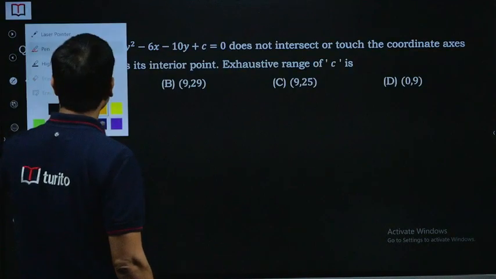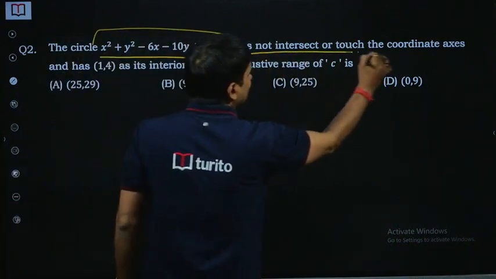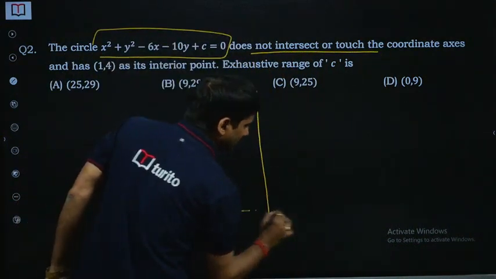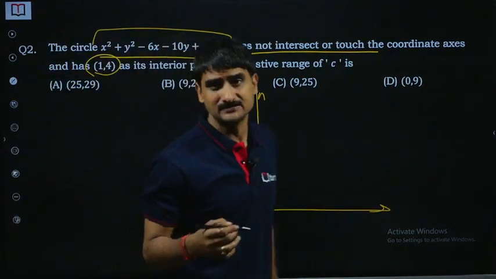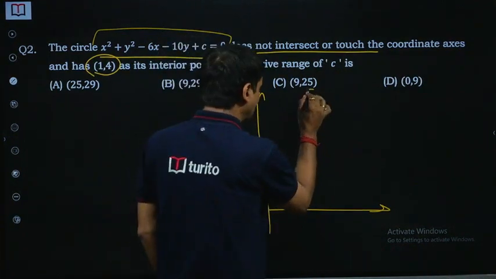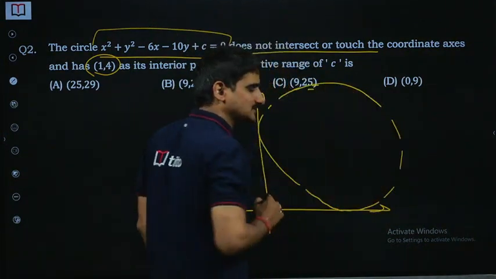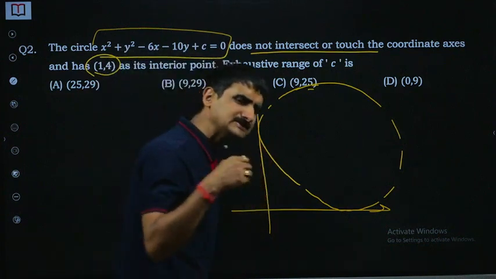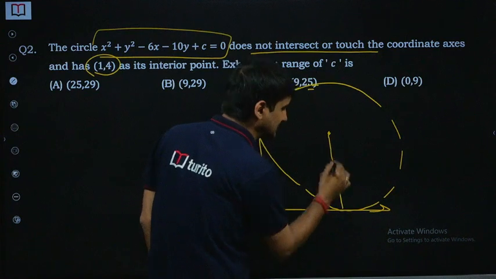So moving to the second question: the circle does not intersect or touch the coordinate axes, and the point (1, 4) is its interior point. When will a circle not touch or intersect the coordinate axes? Let's consider the extreme case, where it touches just one axis. So if a circle touches, let's say, the x-axis, then what?